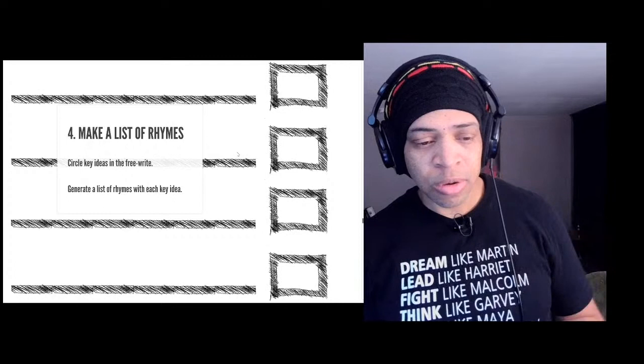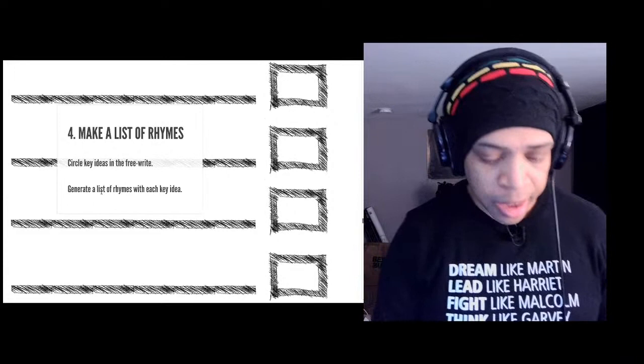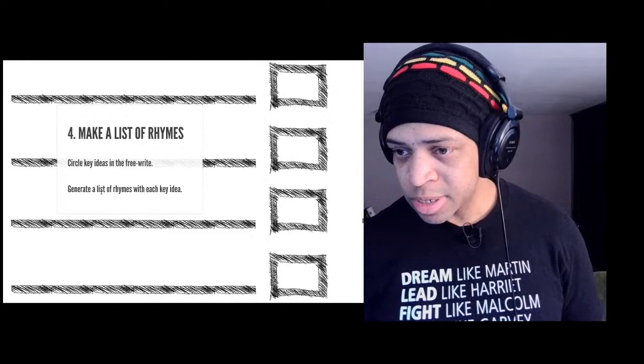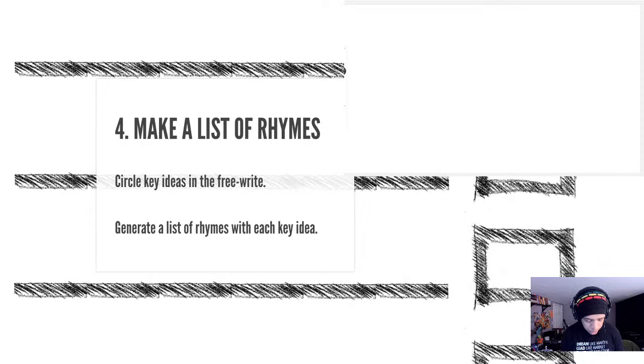I like to start with the key ideas from the free write as a bank of words, and then you generate a list of rhymes for each key idea. I'll give you 5 minutes, and a good practice with this is to try to select 4 words that you would want to rhyme with or potentially use. You can go to your free write and pull some things.